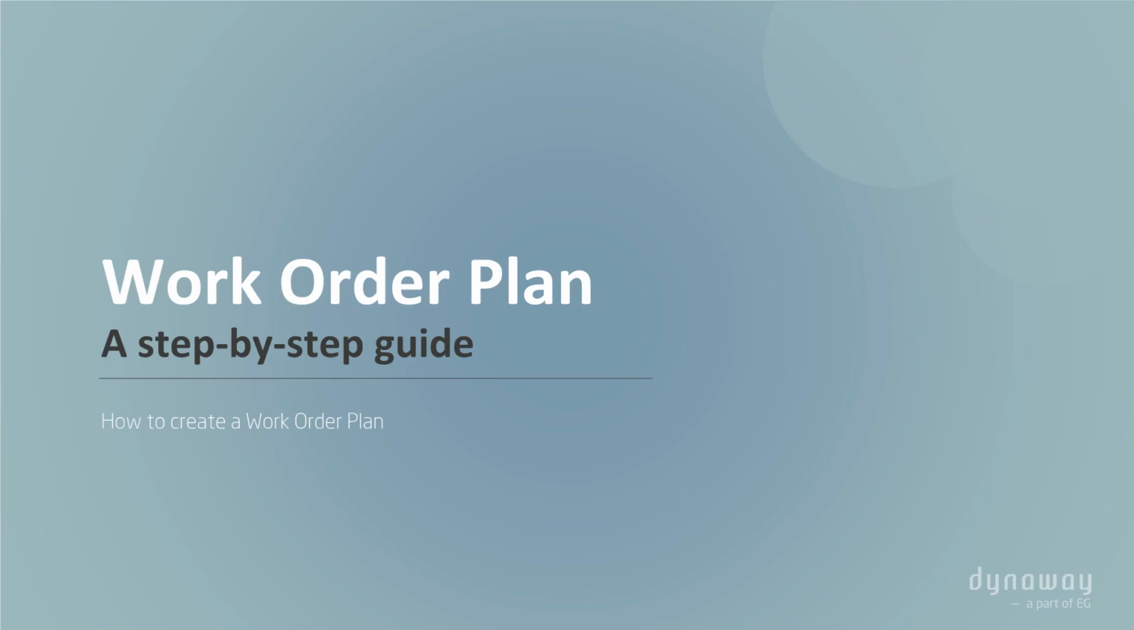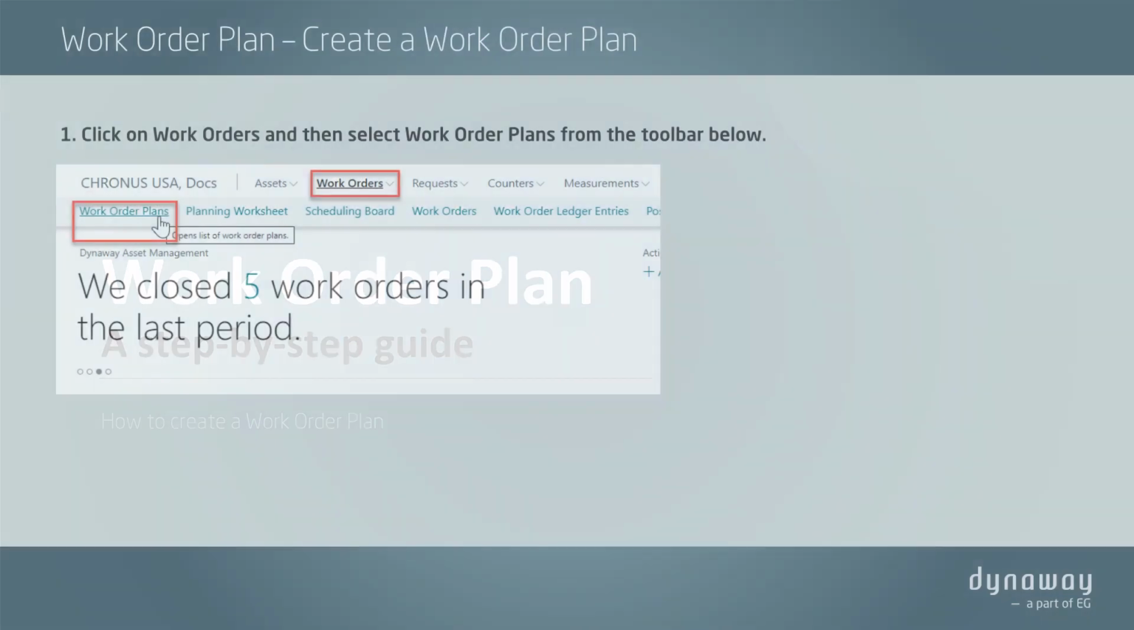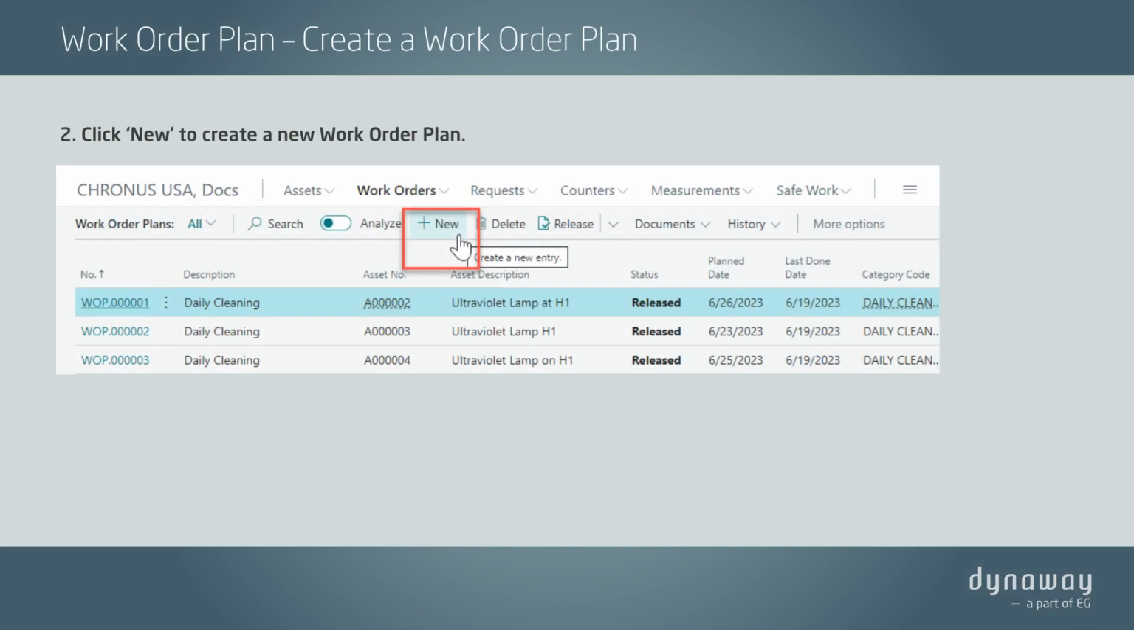This is a Dynaway step-by-step guide on how to create a work order plan. Click on Work Orders and then select Work Order Plans from the toolbar below. Click New to create a new work order plan.